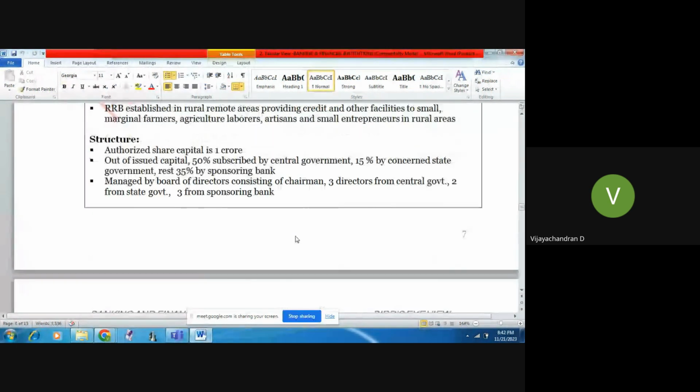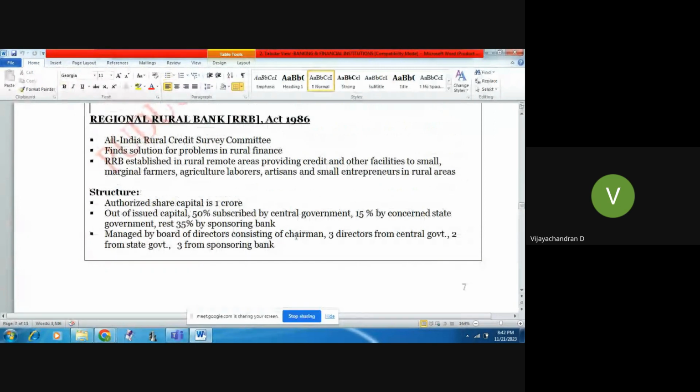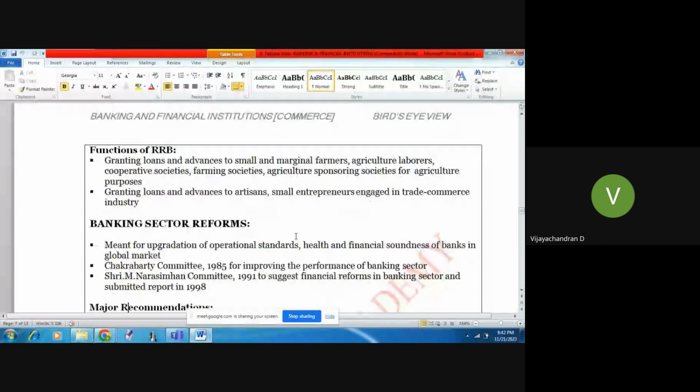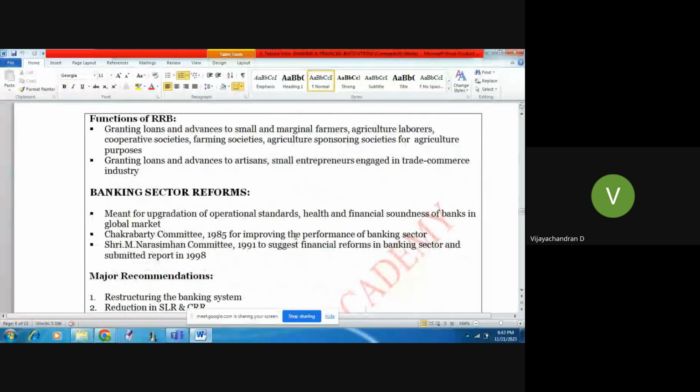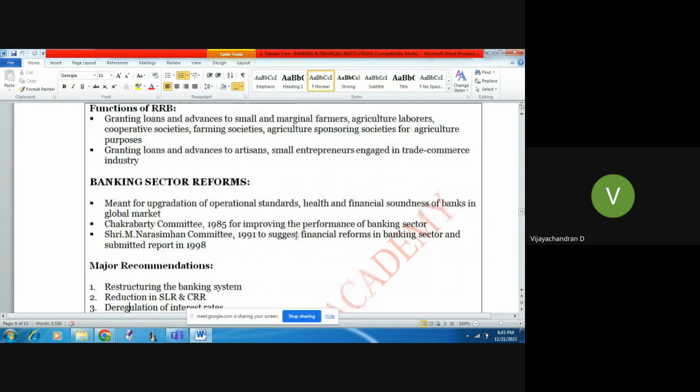I told you about regional rural banks. They are the agencies acting at the rural level. They will get the loan from NABARD, and it will be refinanced. NABARD acts as a refinancing agency. It will be financed to small entrepreneurs and agricultural laborers for agricultural inputs. So RRB, you should understand the functions I told just now: getting loans from NABARD and granting loans to very small entrepreneurs and agriculturists.